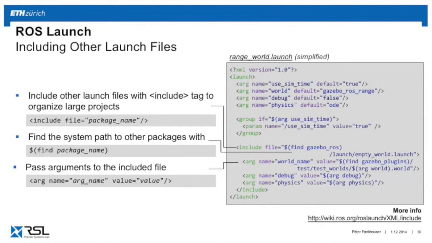This is also an important element: you can nest launch files. In this example, you'll see that it uses this include tag and then the file. In this case, we want to include empty_world.launch, which launches an empty world in simulation. It doesn't matter.